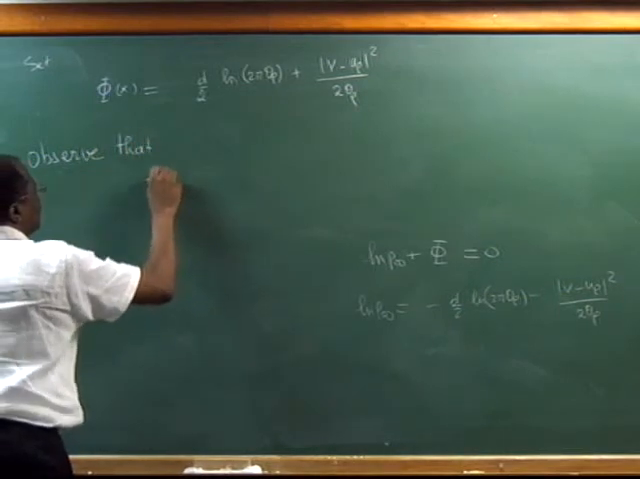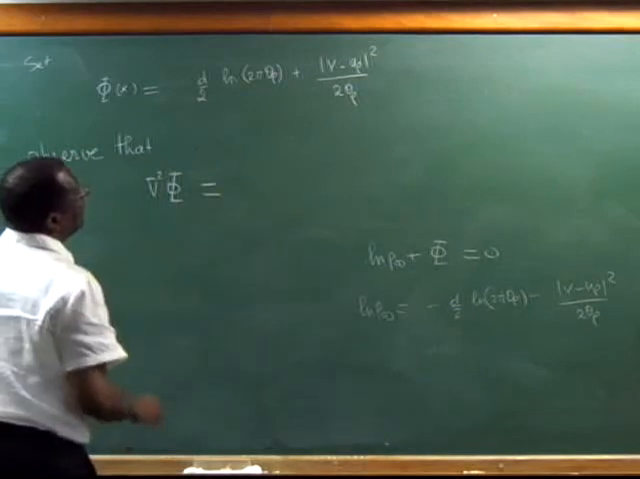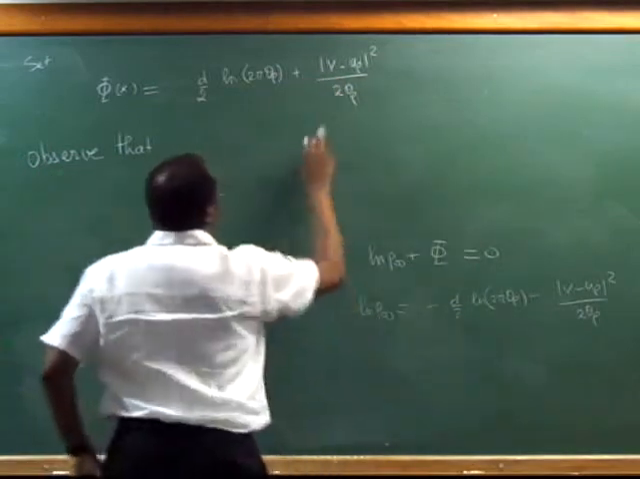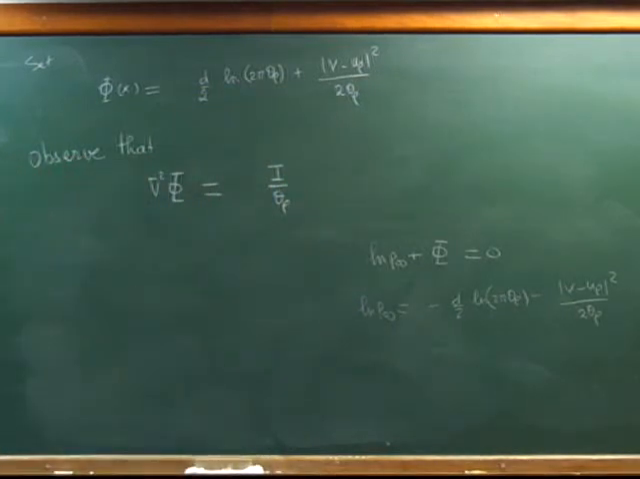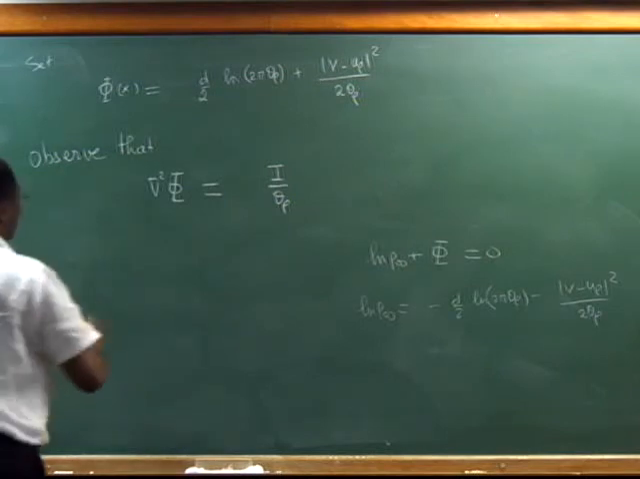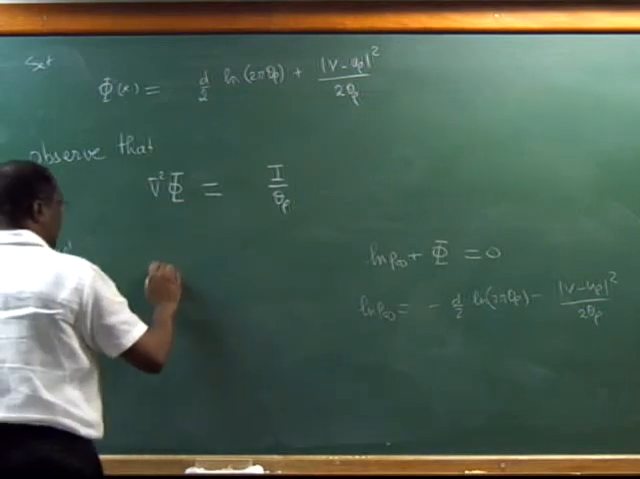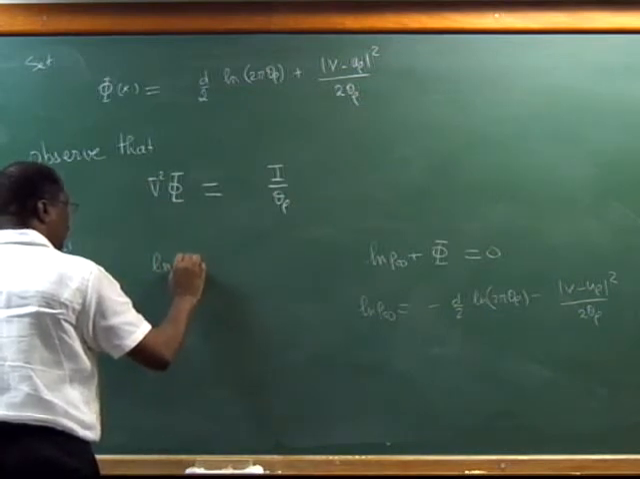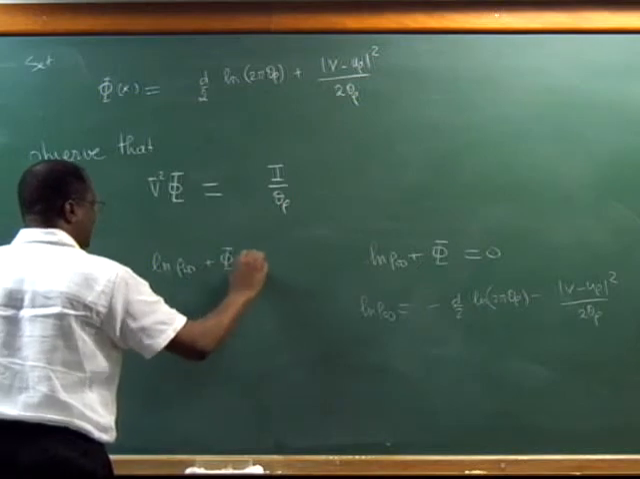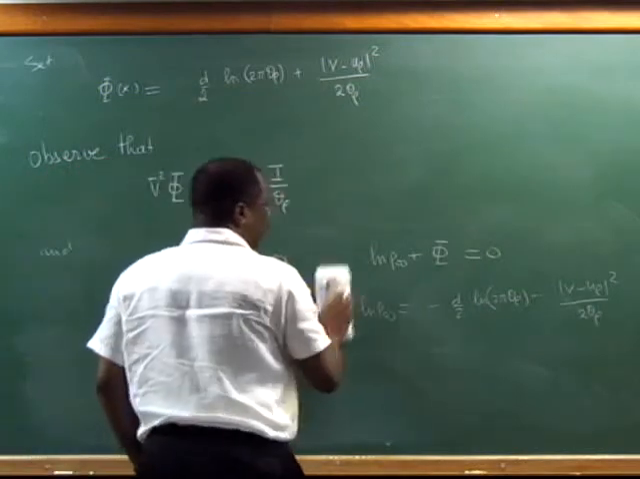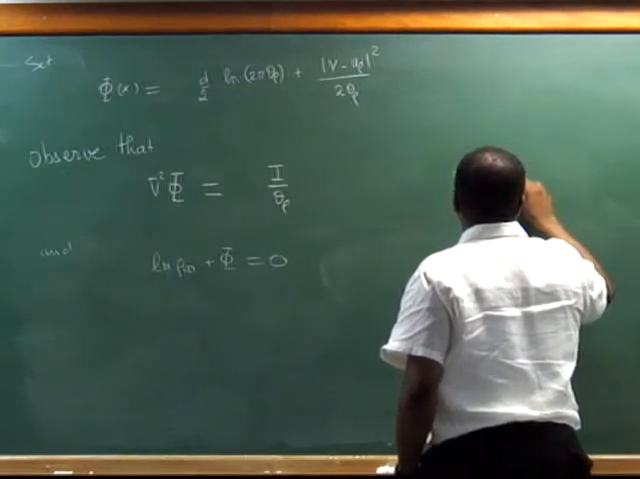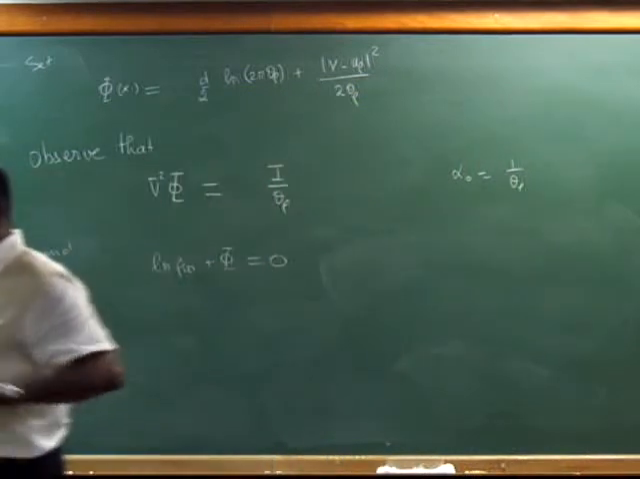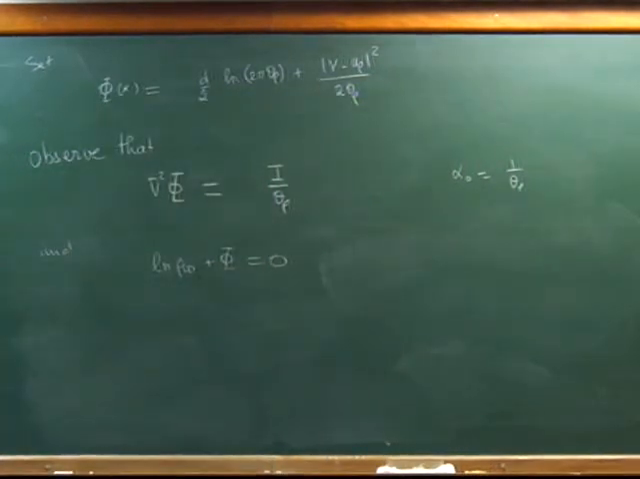Observe that the second derivative of phi is the second derivative of this, which is the identity divided by theta rho. And we did everything for that to happen, and log of rho infinity plus phi equals 0. This is how we constructed phi. So my alpha naught is 1 over theta rho, and so I have proven what I wanted to prove.